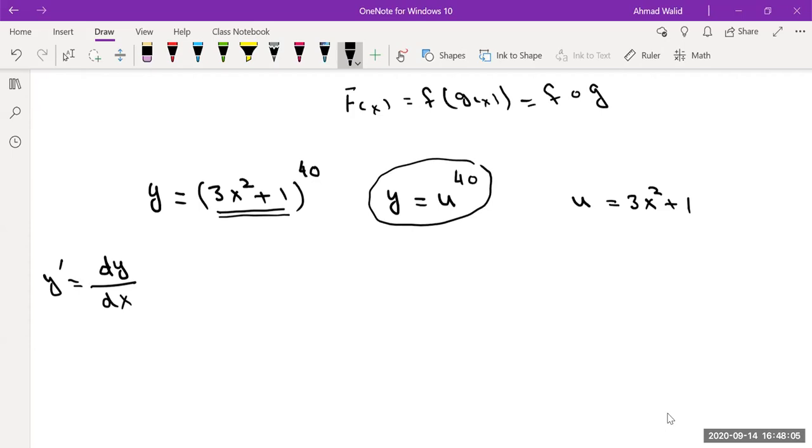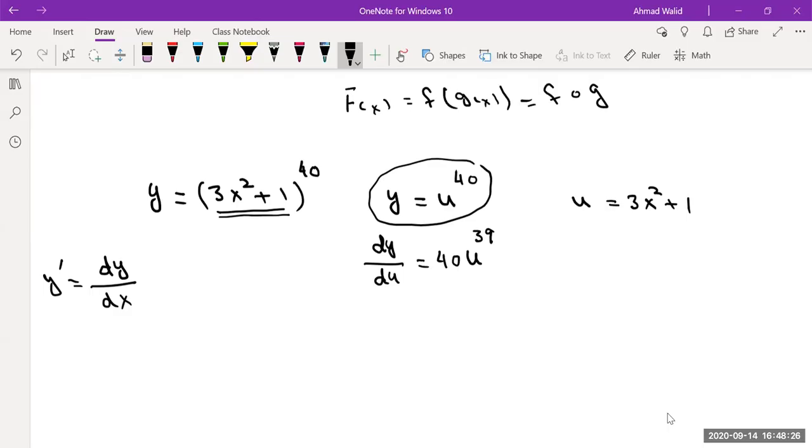All of you know how to find this derivative. Here you can write dy over du, the derivative of this function with respect to u, equals 40u to the power of 39, using the power rule. It's really easy. You already learned this.